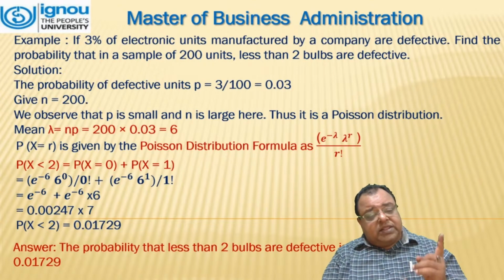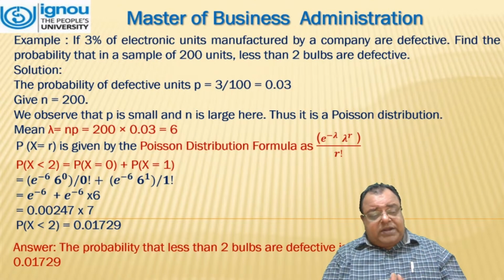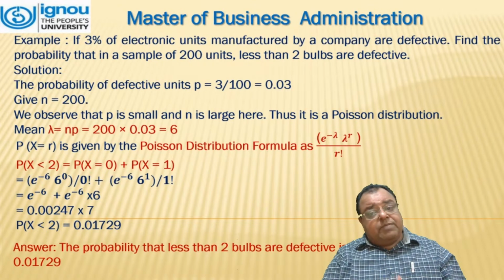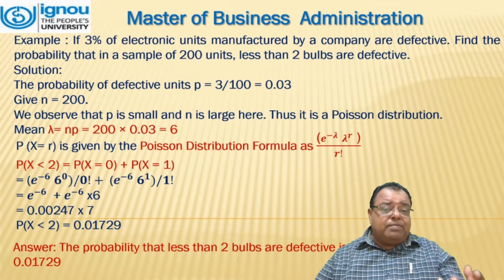And we know that the value of e raised to the power minus 6 is 0.00247. Multiplying these two, we are going to get the probability of getting defective bulb less than 2 from a sample of 200 units.